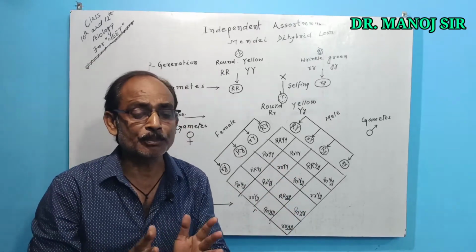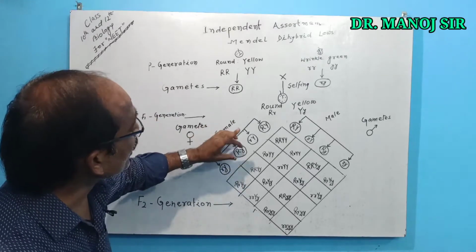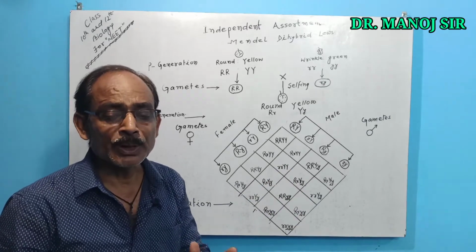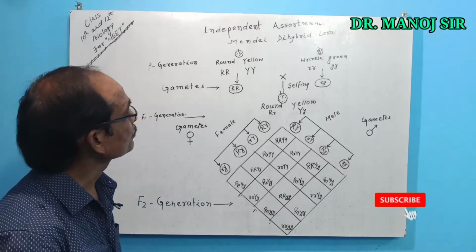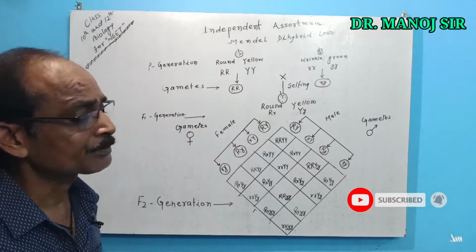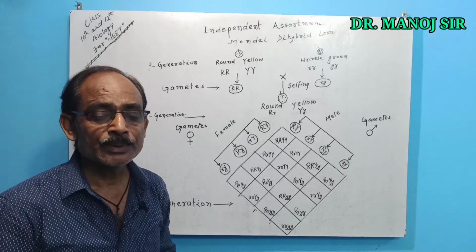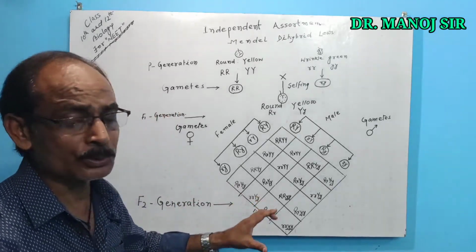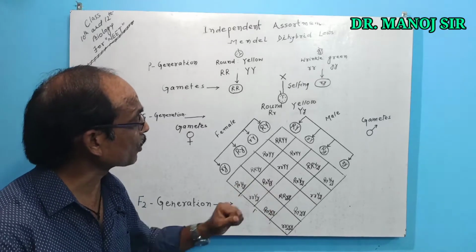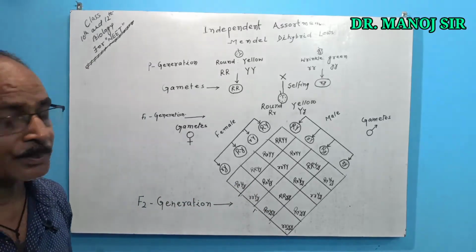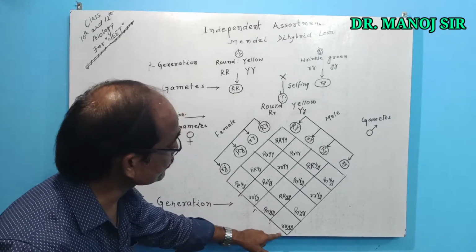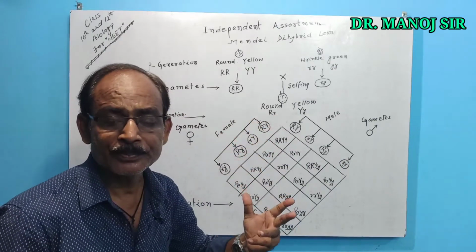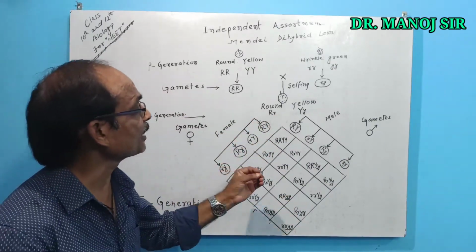That results in a progeny where 9 upon 16 are yellow and round, 3 of them are yellow and wrinkled, 3 of them are green and round, but 1 upon 16 of this progeny produces green and wrinkled.